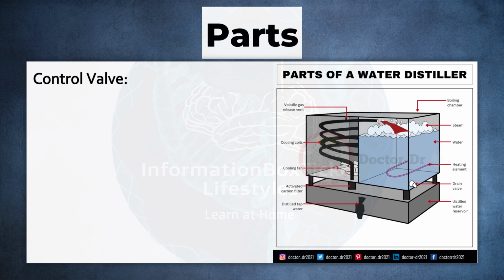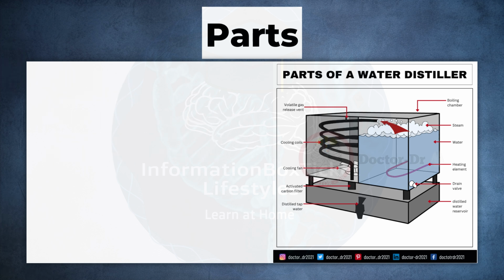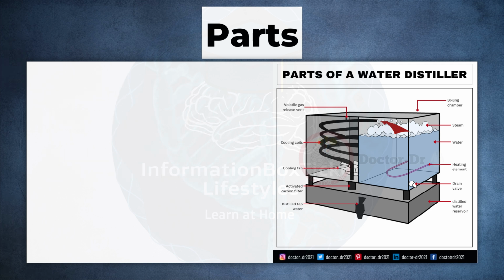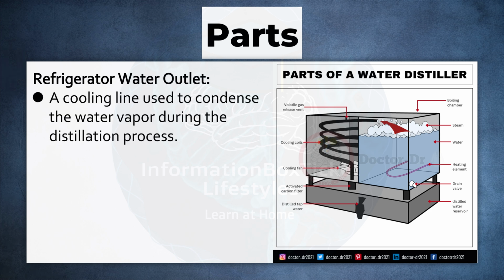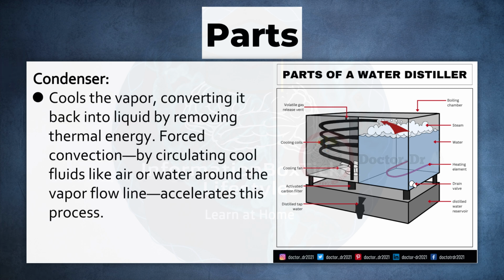Control valve. A mechanical or electromechanical device that manages the flow of water into the vapor generator tank. Immersion resistors generate heat when electric current passes through them. These are sealed with ceramic covers and protected by a metal plate from external exposure. Refrigerator water outlet. A cooling line used to condense the water vapor during the distillation process. Condenser. Cools the vapor, converting it back into liquid by removing thermal energy.